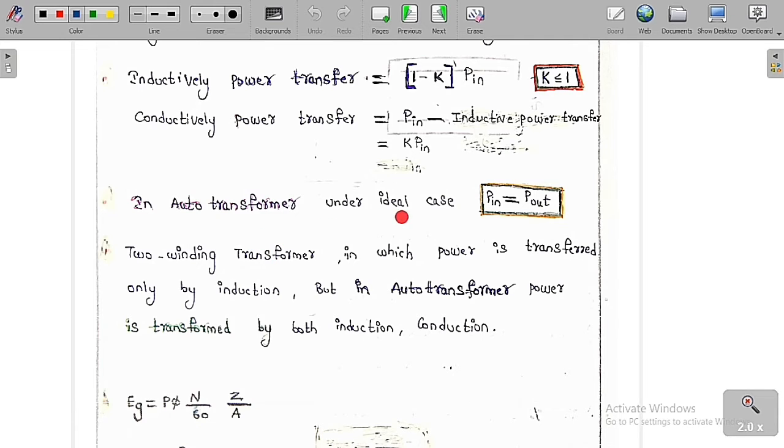In an autotransformer, under the ideal case, the input power is always equal to the output power. Suppose there are no losses in the autotransformer windings, then whatever the input power is, it is equal to the output power. So in an autotransformer under ideal conditions there are no losses in the winding, and therefore the input power is equal to the output power.